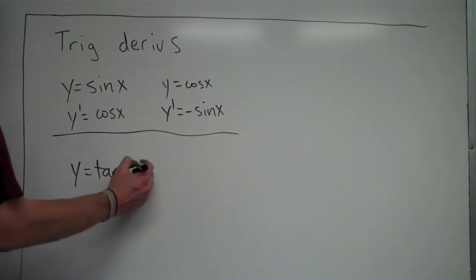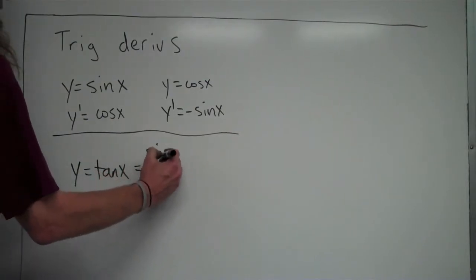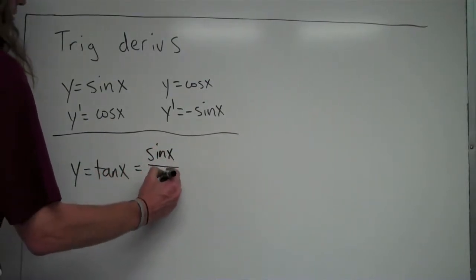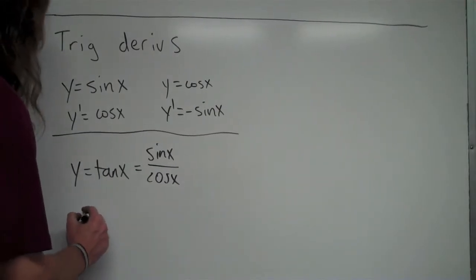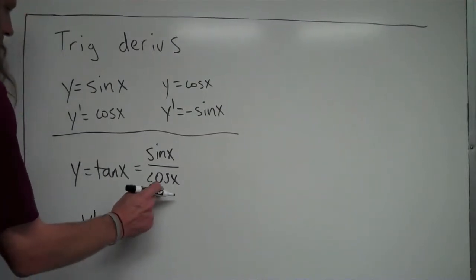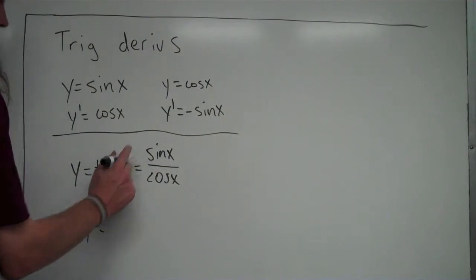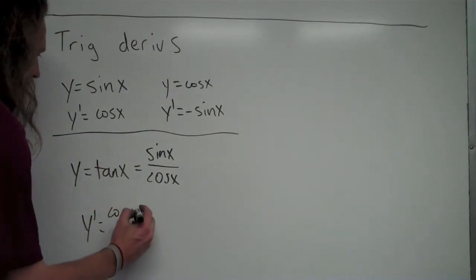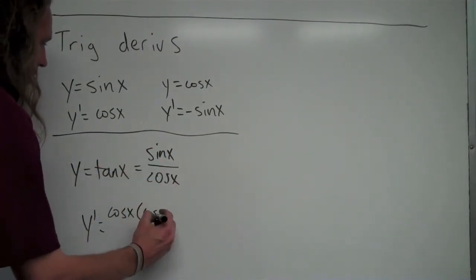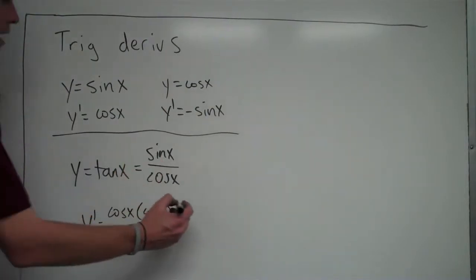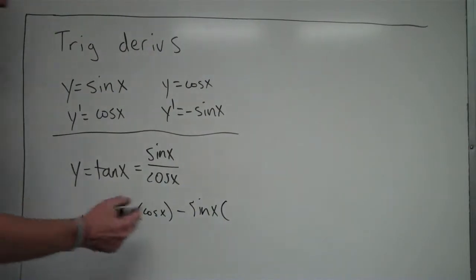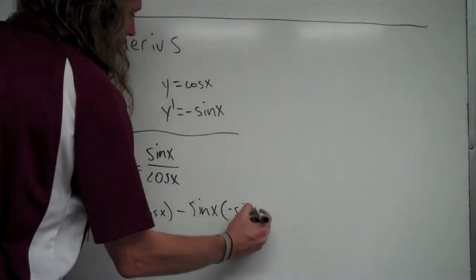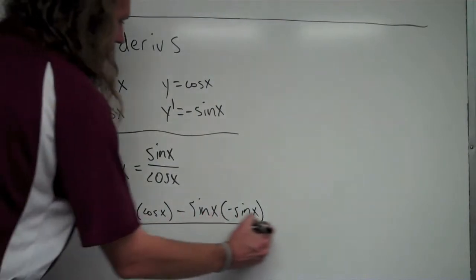And the reason you can do this is that you can split tangent x up into sine x over cosine x, since that is what tangent is equal to. And then you can just go ahead and apply the quotient rule to that. Applying the quotient rule, it's the bottom times the derivative of the top. So it would be cosine x times the derivative of sine, which is cosine, minus the top, sine of x, times the derivative of the bottom, which is negative sine x, since the derivative of cosine is negative sine, all over the bottom squared.